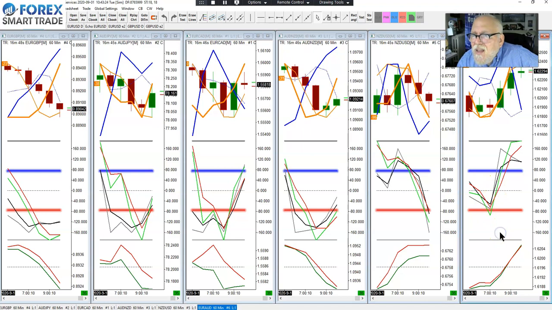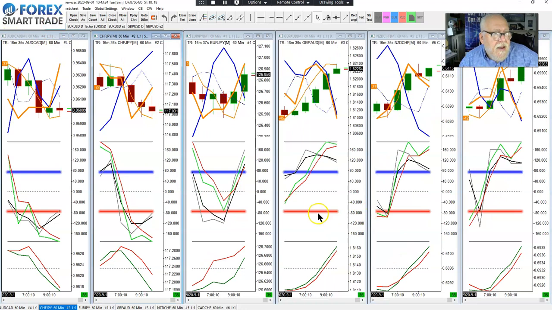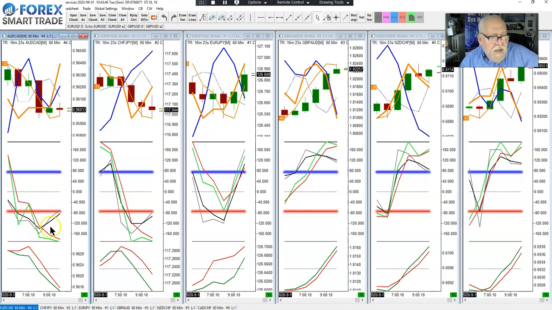And Euro AUD, overbought, but the majors haven't turned down yet, so nothing so far there. On our third pair grouping, AUD Canadian, oversold, minors going up, majors going down, so no.